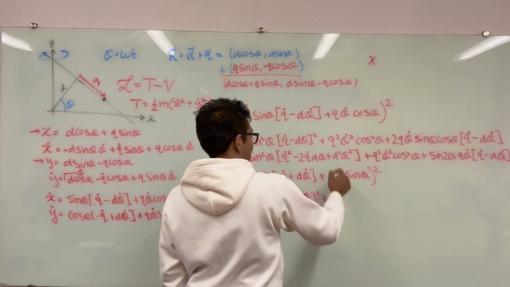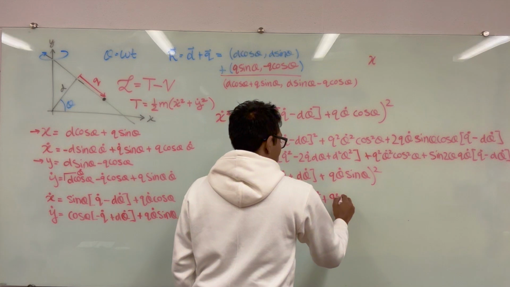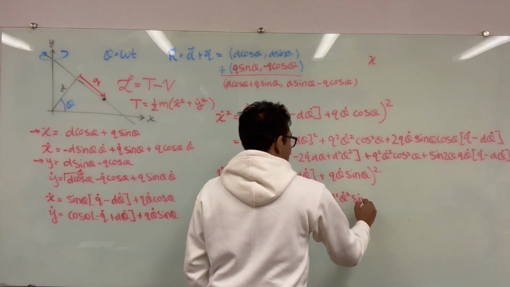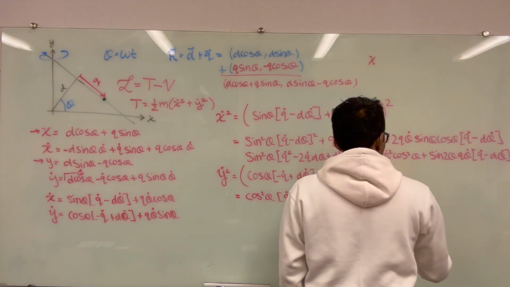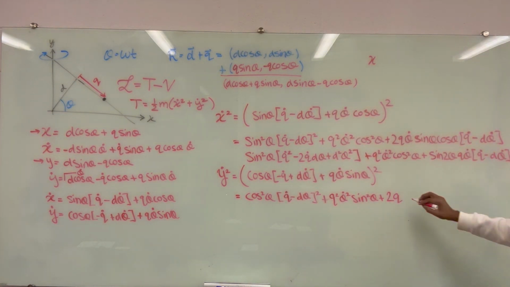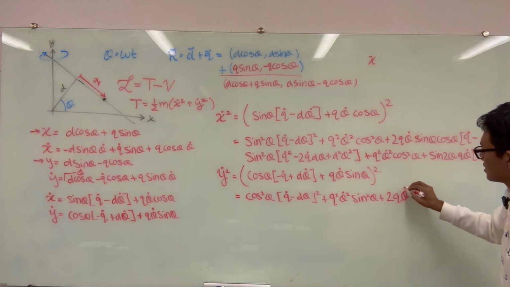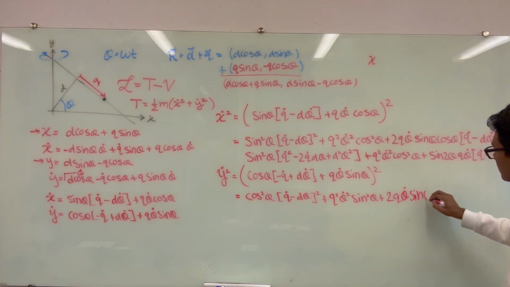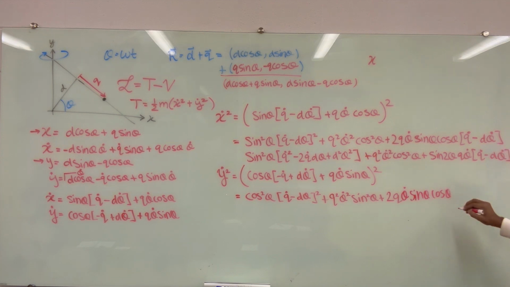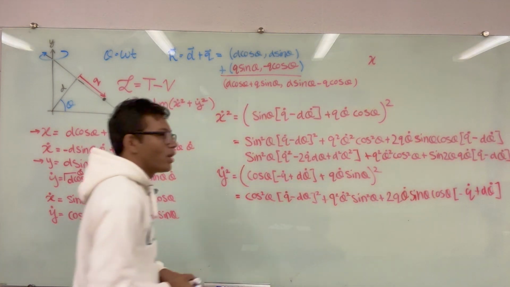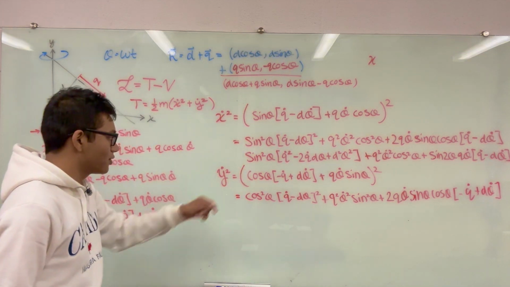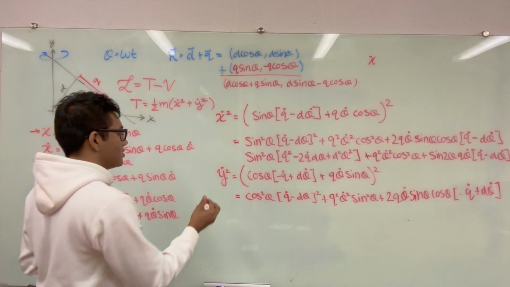So now I'm going to have q squared theta dot squared sine squared theta. And then my factor of 2q, well, what do I have here? 2q theta dot sine theta cosine theta. And then I have my minus q dot plus d theta dot. Okay, very good. So that is our entire y dot squared. And now let's go ahead and see if things simplify when we add these two things up.